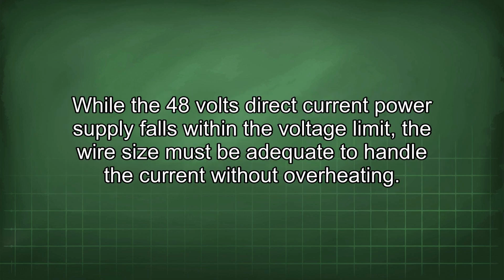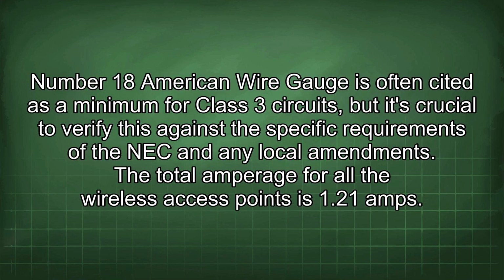While the 48 volts direct current power supply falls within the voltage limit, the wire size must be adequate to handle the current without overheating. Number 18 American wire gauge is often cited as a minimum for Class 3 circuits, but it's crucial to verify this against the specific requirements of the NEC and any local amendments.